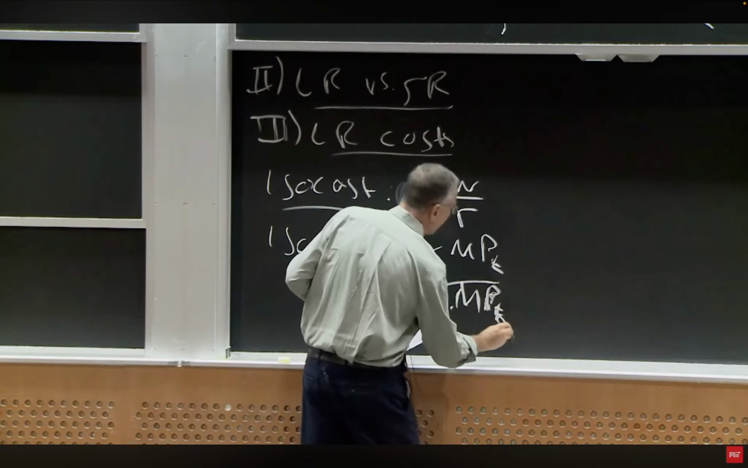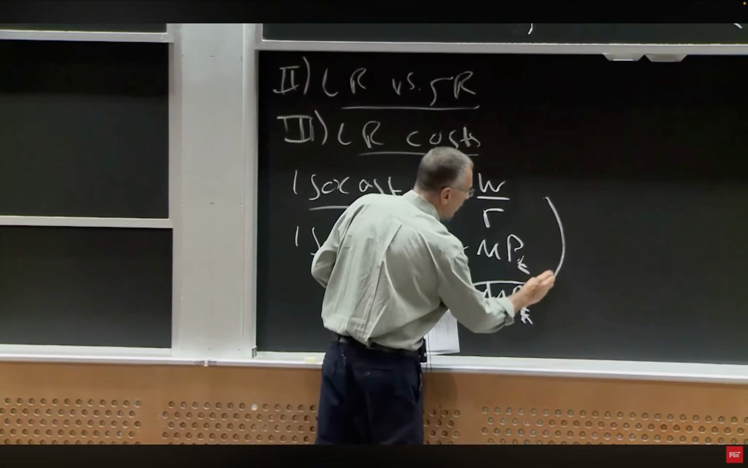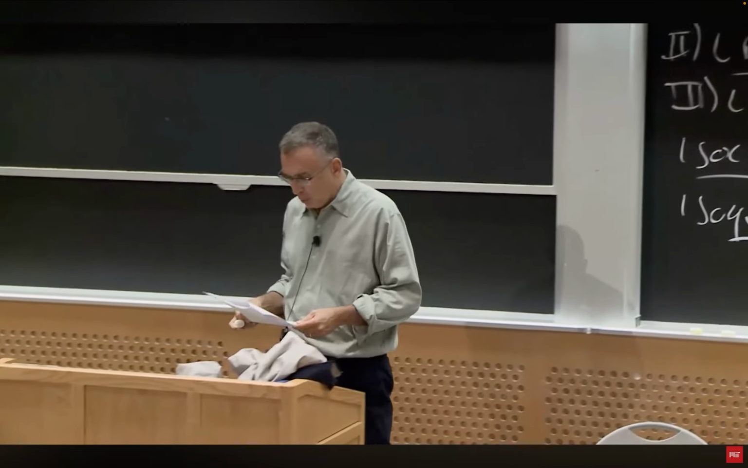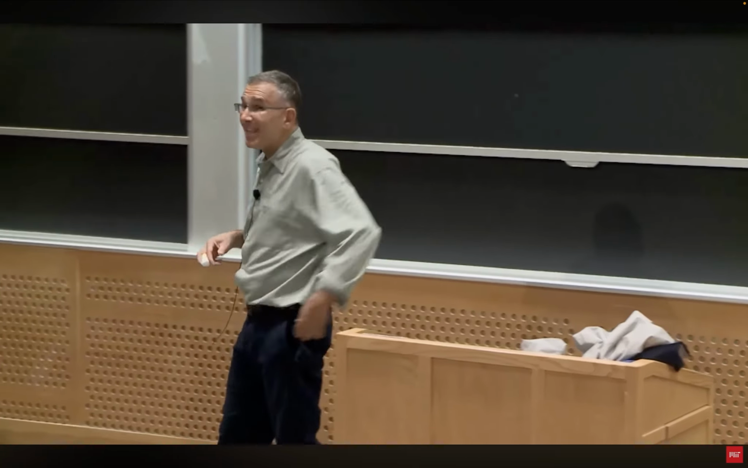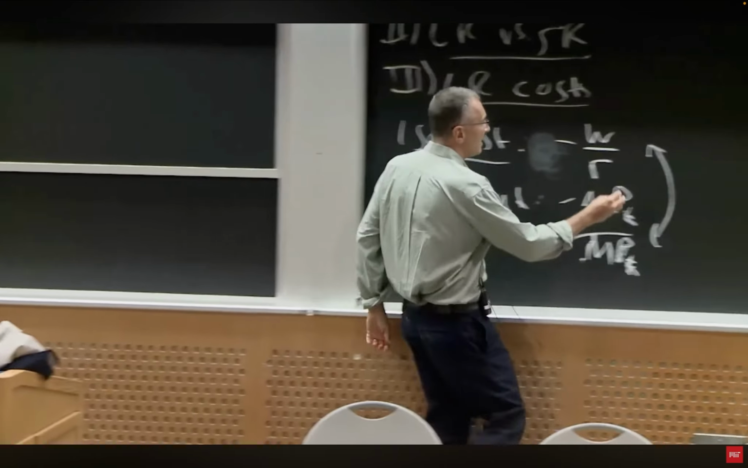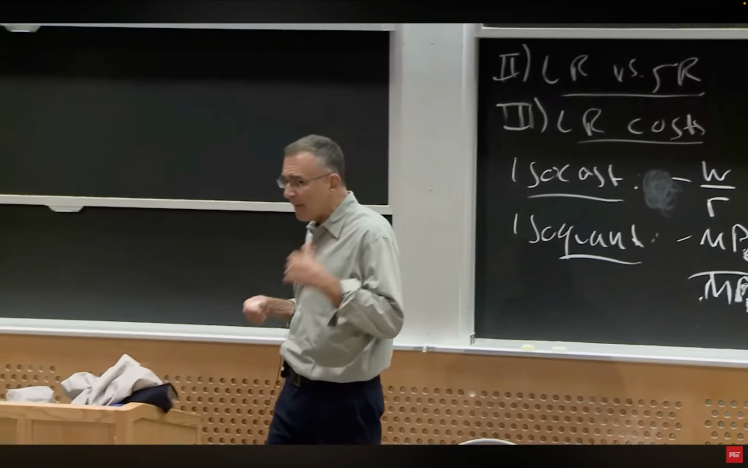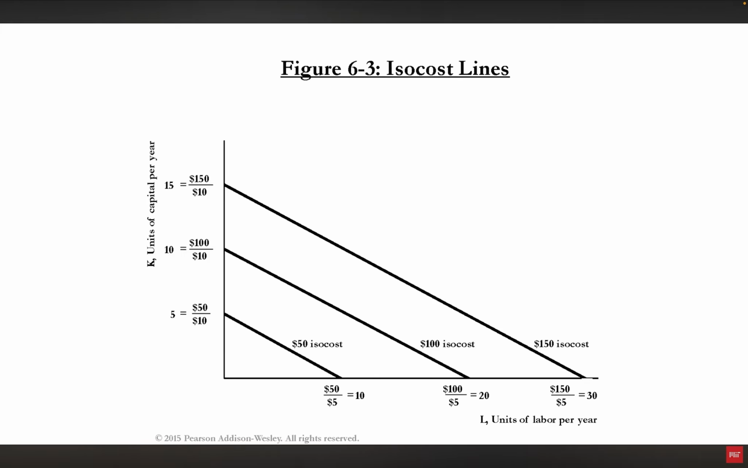MPL over MPK. So at the tangency, we set these two things equal. We set MPL over MPK equal to W over R. That is, in the optimum, with this example, you set these things equal. You always set the slope of the isocost line equal to the slope of the isoquant. But in this example, that is such that you want to use half as much capital as labor.